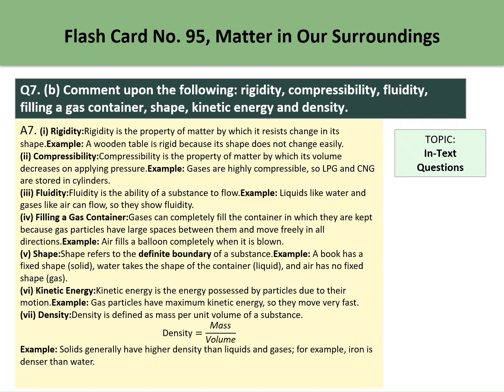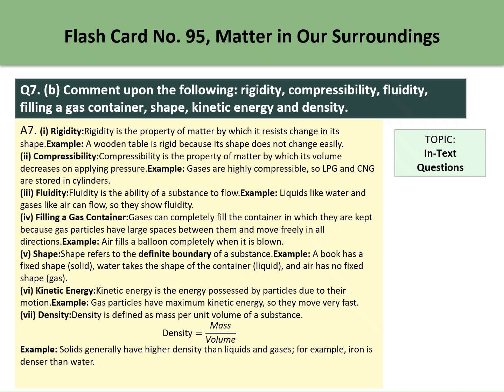Rigidity. Rigidity is a property of matter by which it resists change in its shape. Example, a wooden table is rigid because its shape does not change easily. Compressibility. Compressibility is a property of matter by which its volume decreases on applying pressure. Example, gases are highly compressible, so LPG and CNG are stored in cylinders.